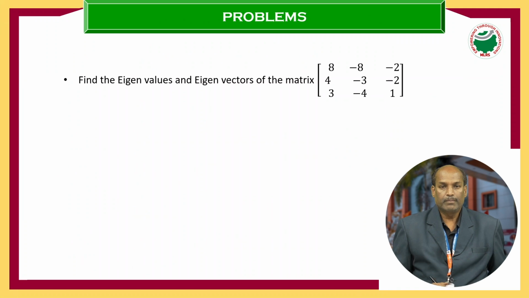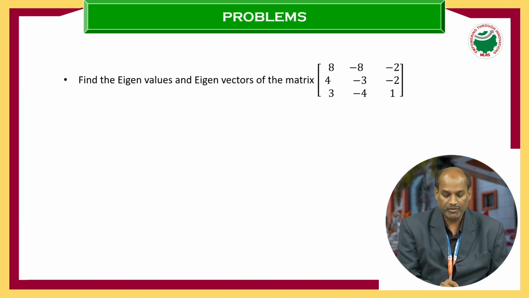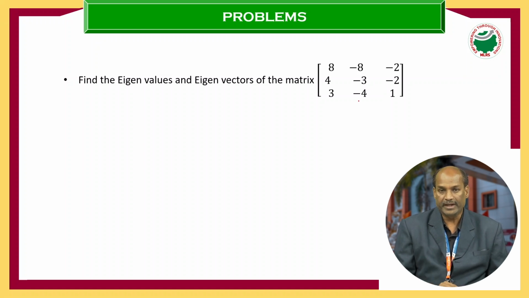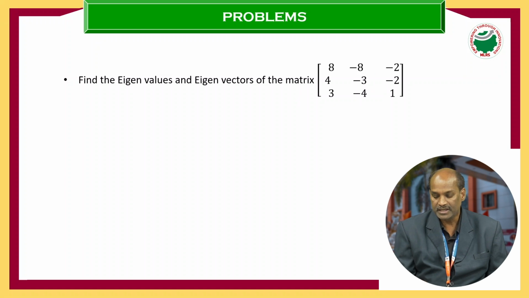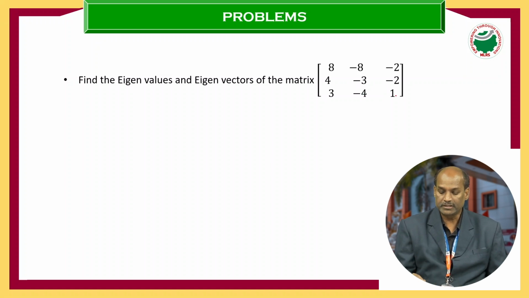Next, come to the problem. In problems, for example, find the eigenvalues and eigenvectors of the matrix. Here it is a 3 by 3 square matrix. Elements 8, minus 2, 4, minus 3, minus 2, 3, minus 4, 1. These are the elements of the given matrix A, 3 rows and 3 columns.